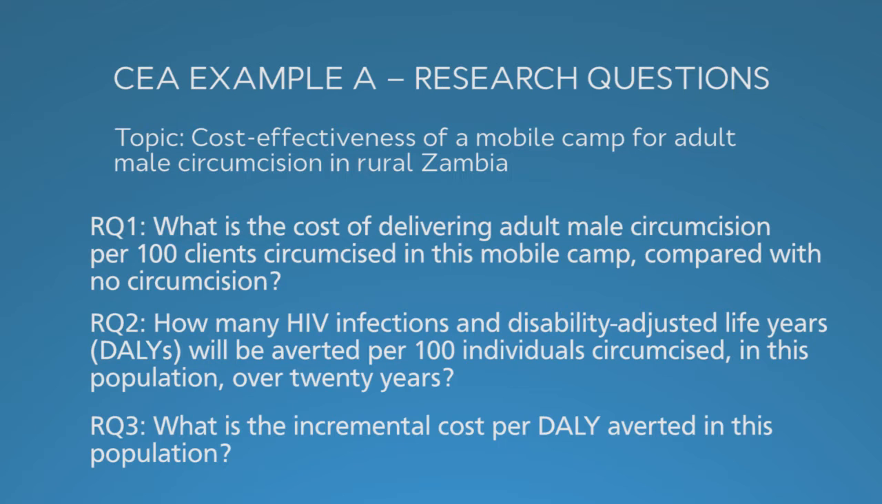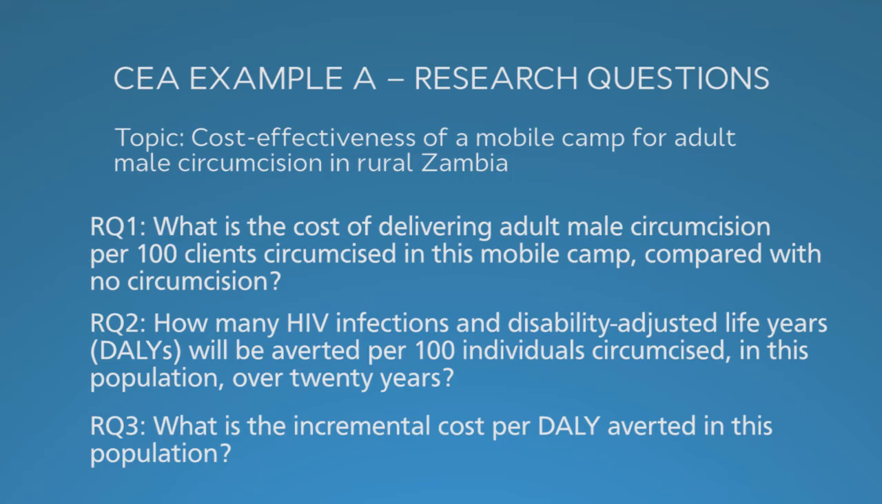The first question is, what is the cost of delivering adult male circumcision per 100 clients circumcised in this mobile camp compared with no circumcision? Question 2. How many HIV infections and disability-adjusted life years, or DALYs, would be averted per 100 individuals circumcised in this population over 20 years? Again, the comparison is no circumcision. Question 3. What is the incremental cost per DALY averted in the population versus no circumcision?